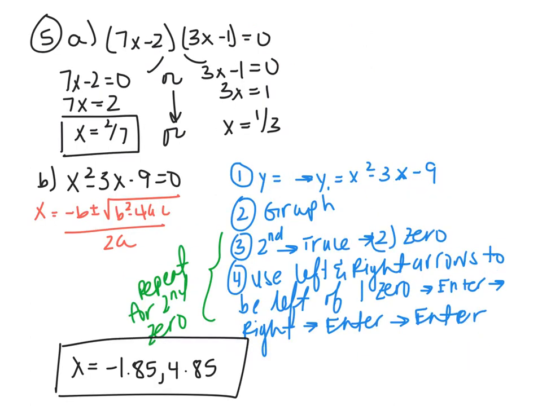Alright, number 5 is solving quadratics. So part A is already conveniently factored for you. If it wasn't factored, that would always be your first step. So factor it. Set one side equal to 0, factor it. In this case, we're already there.